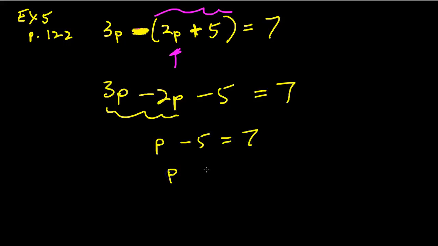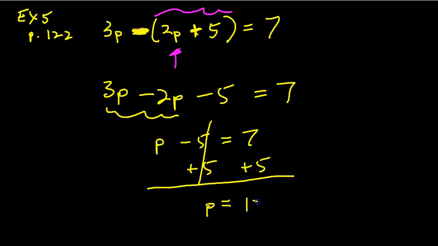If you want to do more than one step at a time, that's fine. We're left with this statement, p minus 5 equals 7. At this point, I will add 5 to both sides, maintaining balance. The 5's cancel here, so p equals 7 plus 5, which is 12. p equals 12. Final answer.